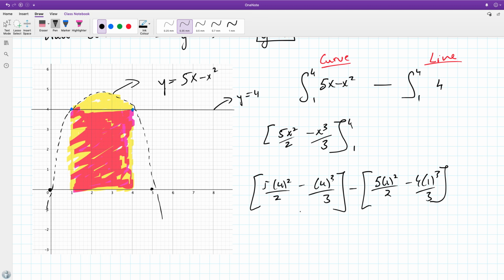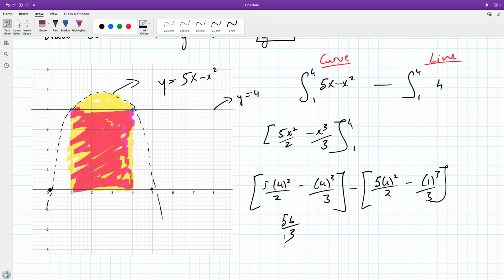Did you get an answer here? You put it all into the calculator and we get an answer for that one there, no? 5 times 4 squared over 2 minus 4 cubed over 3. That should be a regular one. Very good. 56 over 3. We happy with that, guys?